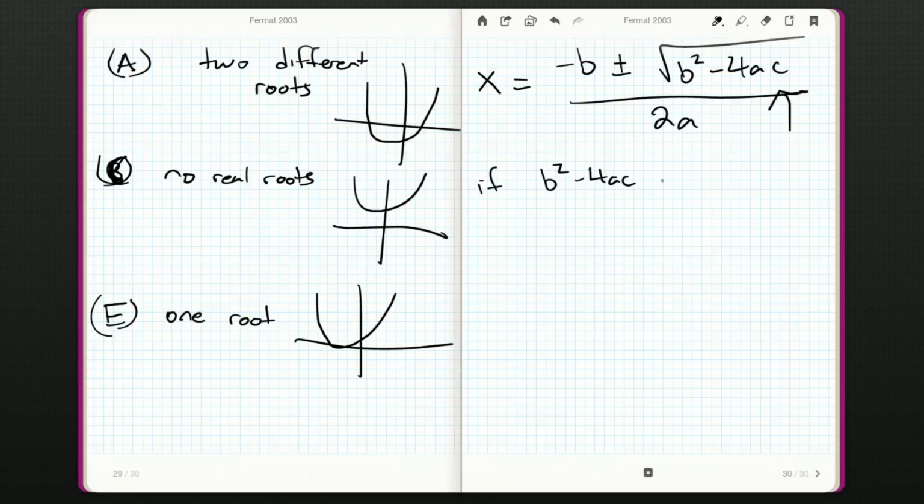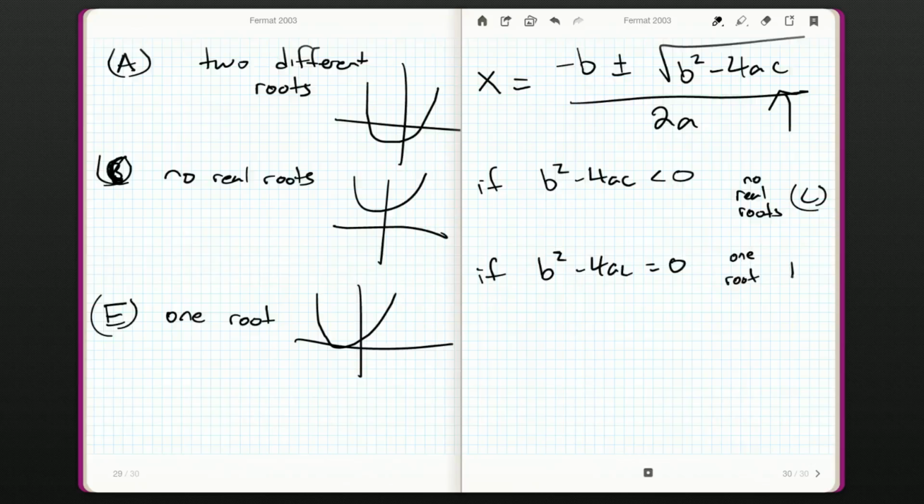So if b squared minus 4ac is less than 0, then no real roots. And that would mean that we have an answer of C. If that thing is exactly 0, then we square root and we get 0. And then we have negative b plus or minus 0 all over 2a. You'll get 2 of the same root. They'll both be negative b over 2a. So that gives us one root, and that would be E.